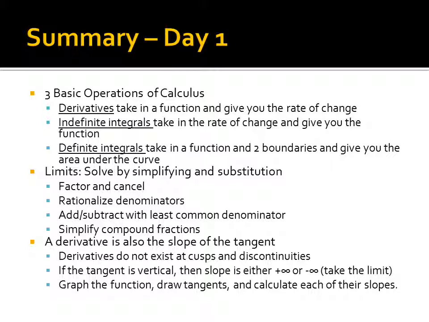Last but not least, another key concept is that a derivative is also the slope of the tangent. Derivatives do not exist at cusps and discontinuities. If a tangent is vertical, then the slope is either positive infinity or negative infinity. And you can graph a function, draw tangents, and then calculate the slopes, and then by regraphing those slopes, presto, you've got a derivative. It's the crudest way of getting a derivative, but it's still a derivative.